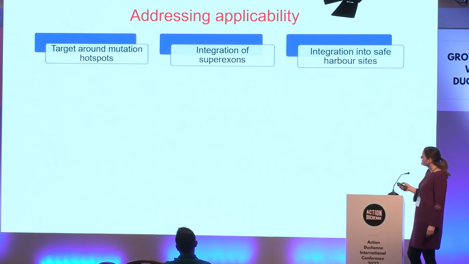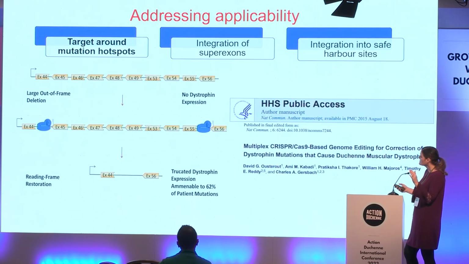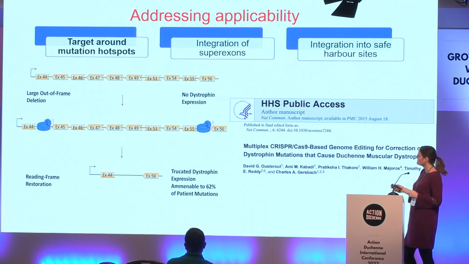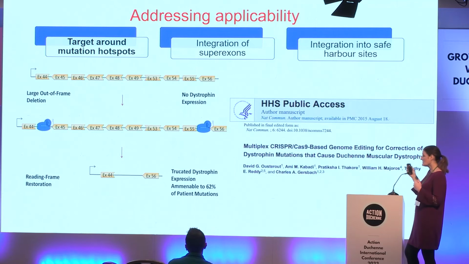So to improve the applicability, Annemieke told you about cutting out a single exon, but we could target around a mutation hotspot, and people have done this. So Charles Gersbach is targeting either side of a mutation hotspot. He's cutting out exons 45 to 55, and that would be applicable to 62% of patients. He's published on that, but it was only done in cells.